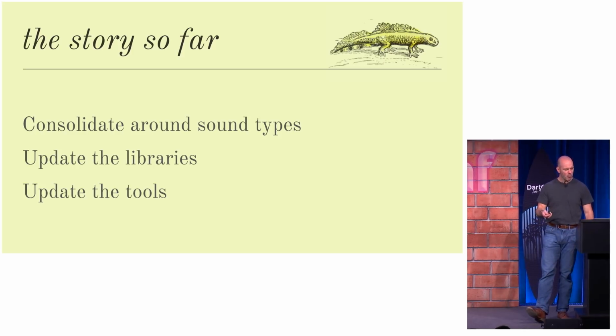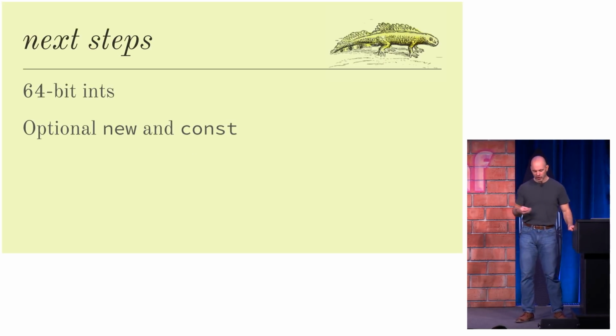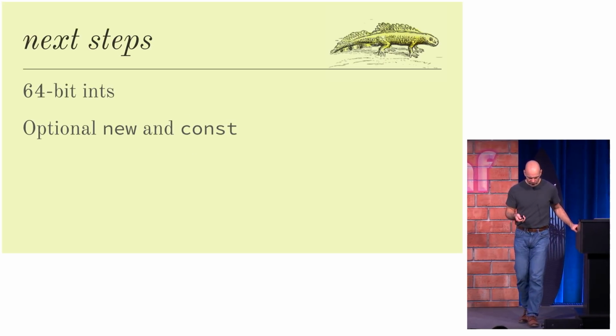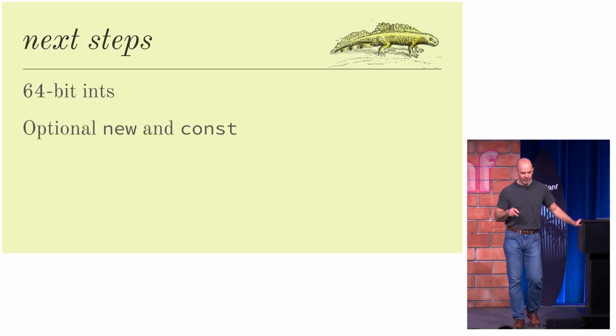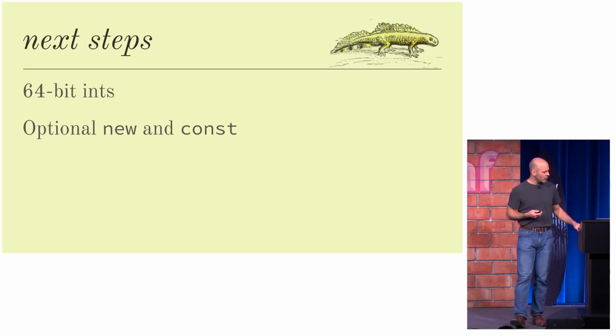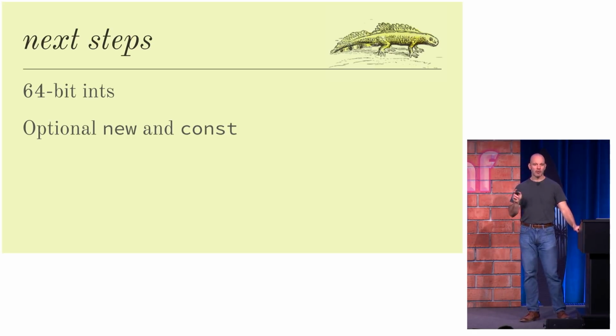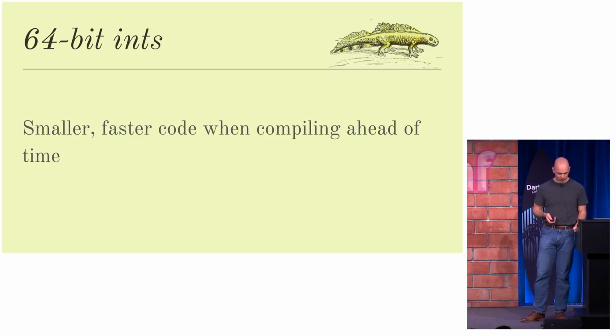But there are a few more things coming in Dart 2 that I want to talk about. And one of the reasons I want to talk about them is they give us a little bit of a hint, I think, about where we see the evolution of the language happening in the future. So there are two things I want to talk about. I want to talk about 64-bit integers, and I want to talk about optional new and const.